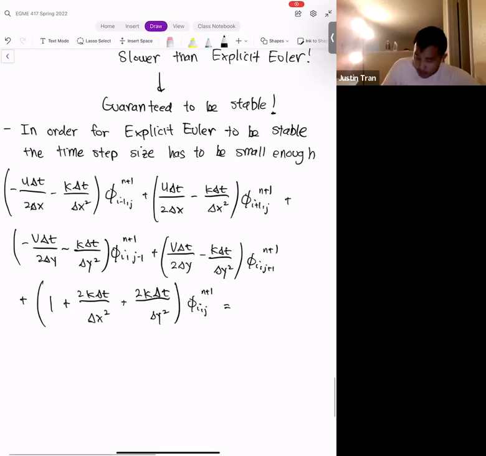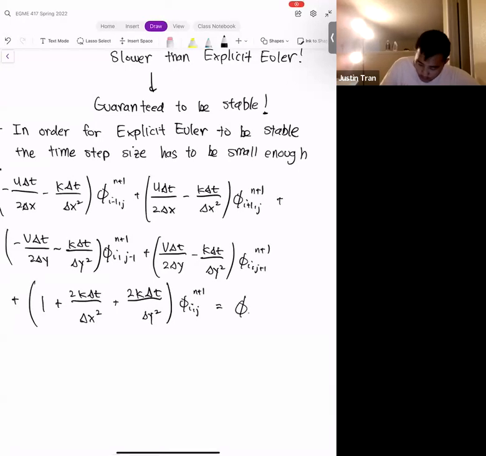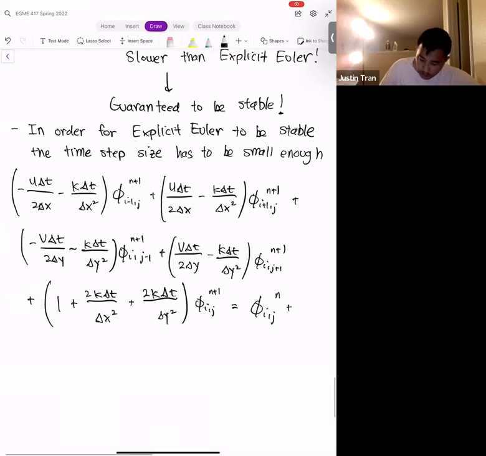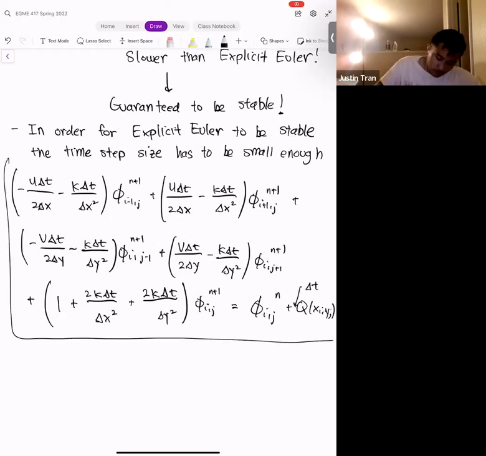So that's the coefficient for phi i comma j. And on the right-hand side of this equation, we have phi i comma j at n plus the source term at i comma j, multiplied by delta t. So don't forget the delta t there. And so that is your implicit Euler equation for 2D convection diffusion using finite differences.